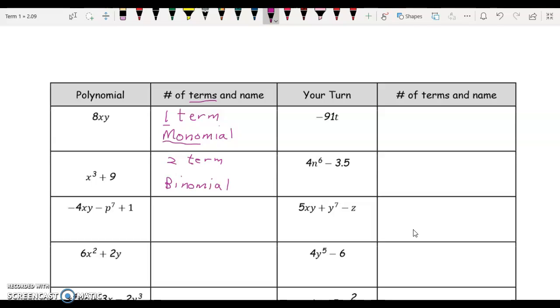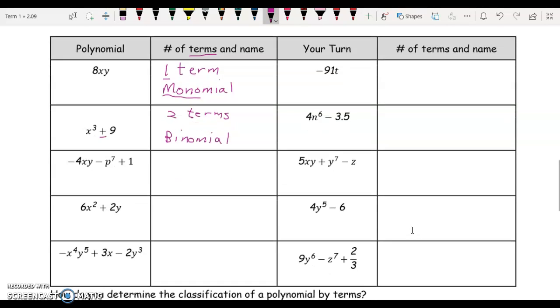It should be noted that terms are separated by addition and subtraction symbols. So I've got one addition symbol, I've got two terms. Okay? Here I've got 1, 2, 3 terms. What do you think a 3-term one's called? If you said trinomial, like a tricycle, you would be correct because tri means 3. And of course, bi, like a bicycle, means 2. So 3 terms and 2 terms.